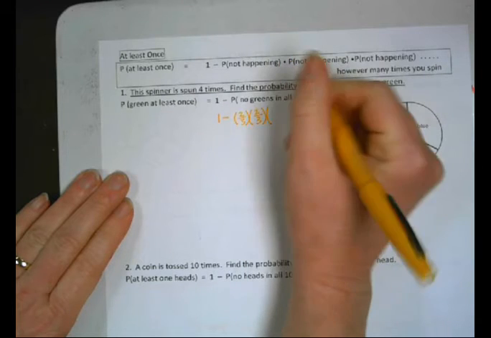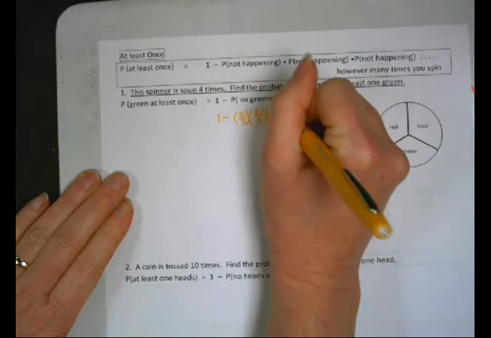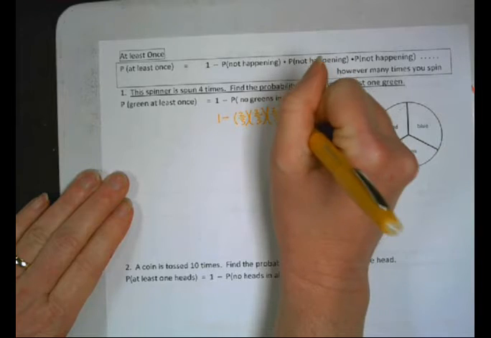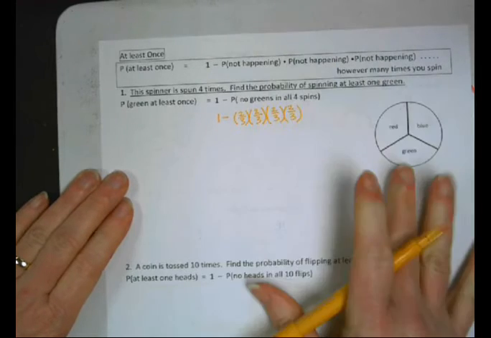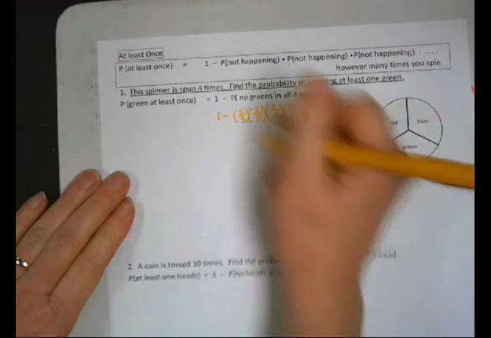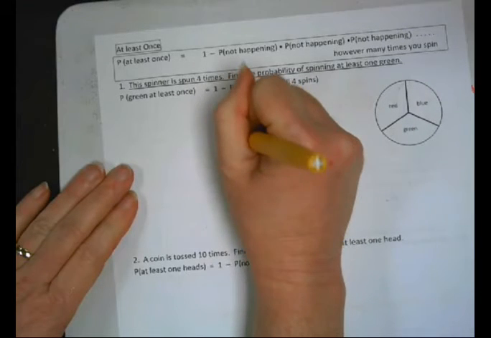Probability of no green in the third spin is 2/3. And in the fourth spin. Now, what would have been an easier way to do that? To the fourth power. Yeah, to the fourth power.